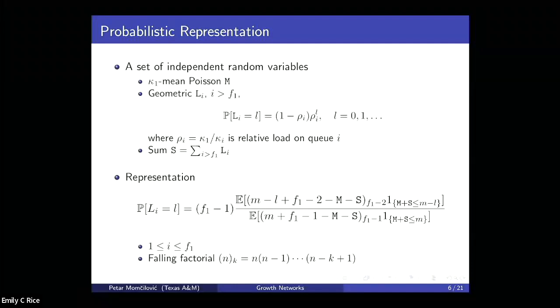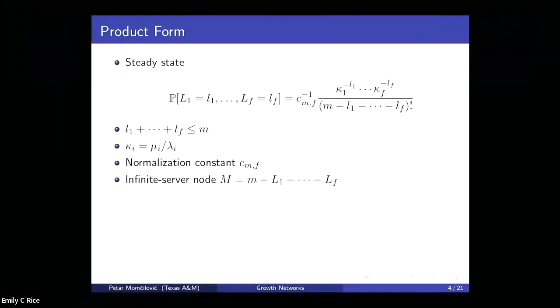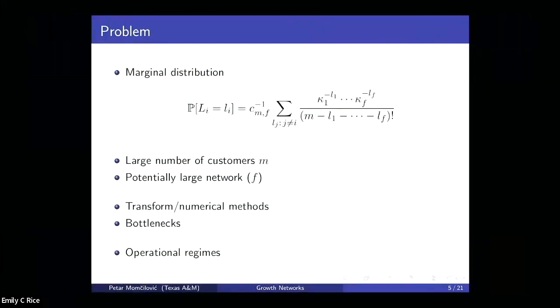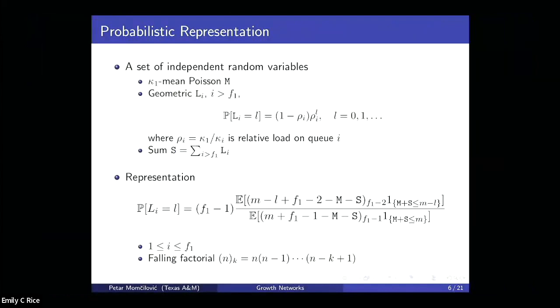This F1 is the number of the slowest Qs. This is the expression for potential bottlenecks. There is another expression for non-potential bottlenecks. It looks kind of similar but slightly different. The same flavor, right?